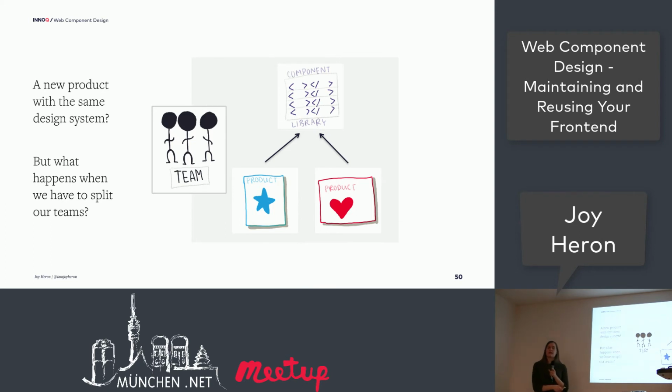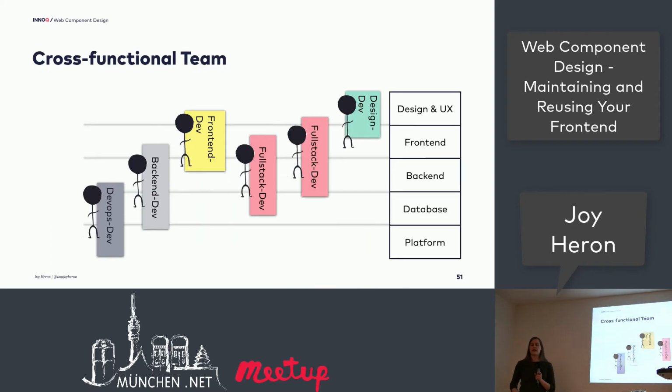This works great, but what happens when we have to split our teams? When I'm talking about teams here, I'm talking about cross-functional teams. Maybe it's a one-person team, but it doesn't happen that often. Maybe you are a one-person team. I think even if I was a one-person team, I would still want to develop with a style guide or a pattern library personally. But most of the time, we're working with cross-functional teams.